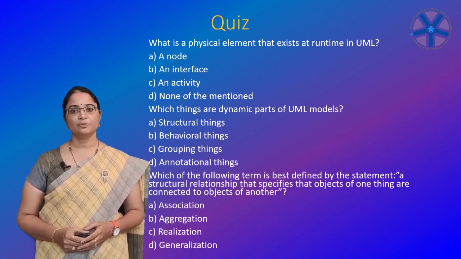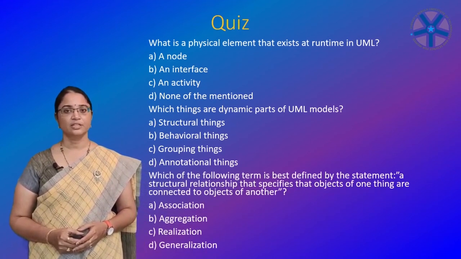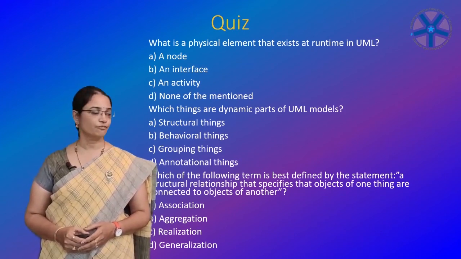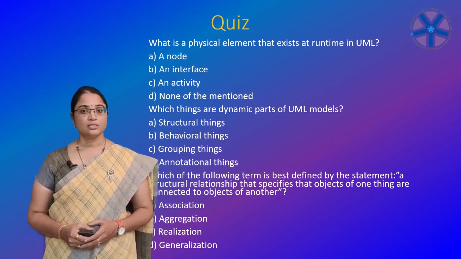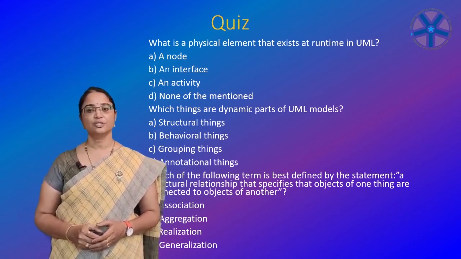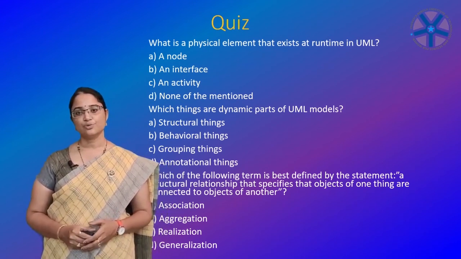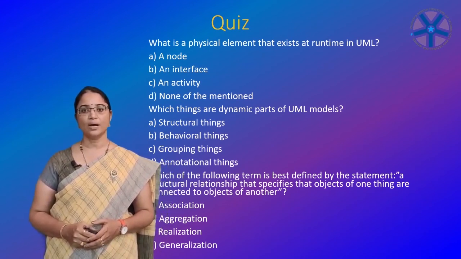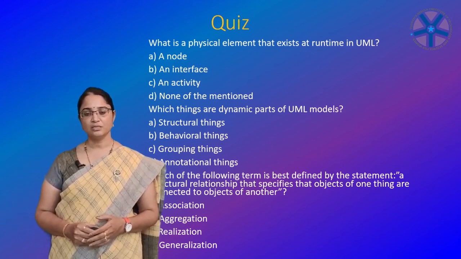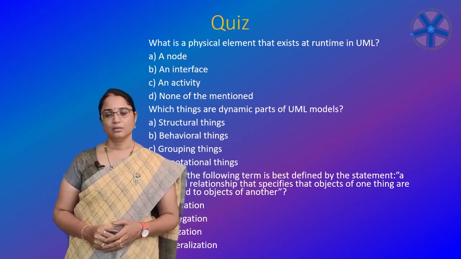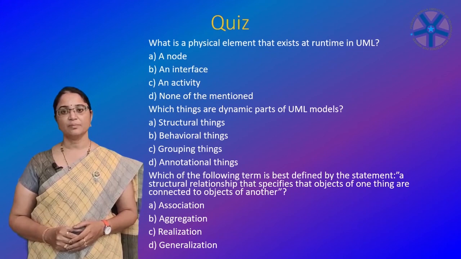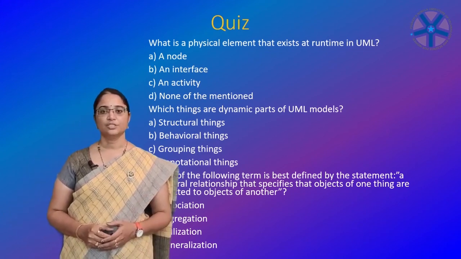Which of the following terms is best defined by the statement: a structural relationship that specifies that the objects of one thing are connected to the objects of another. This is association, aggregation, realization and generalization. We know that the structural relationship is done by using association. Aggregation represents the whole part, realization is the collaboration property, and generalization represents the superclass and subclass relationship. So here the relationship is nothing but the association.